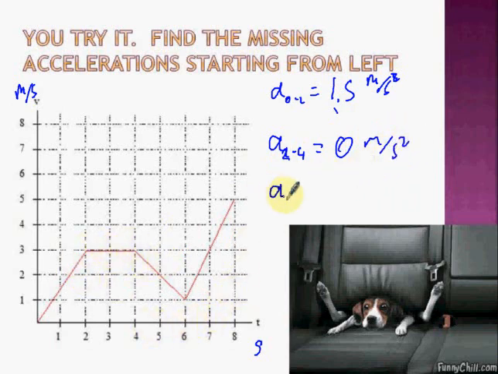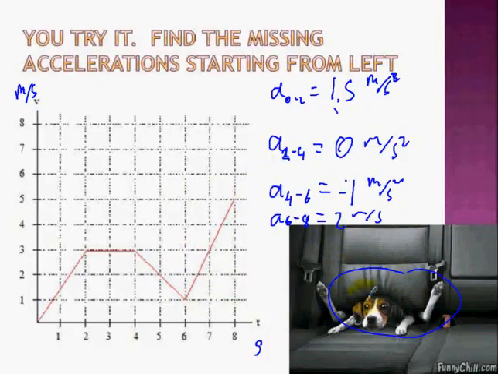Now from 4 to 6 seconds, our acceleration should have been -1 meters per second squared. And then from 6 to 8 seconds, we have a rise of 4, a run of 2, so our acceleration between 6 and 8 seconds should equal, you guessed it, 2 meters per second squared. And that's because I ended up getting 4 divided by 2. And 4 divided by 2 is just 2. And then we have a picture of a dog.